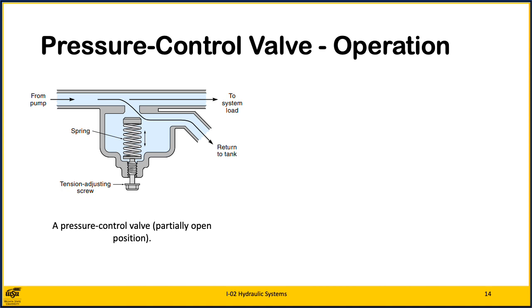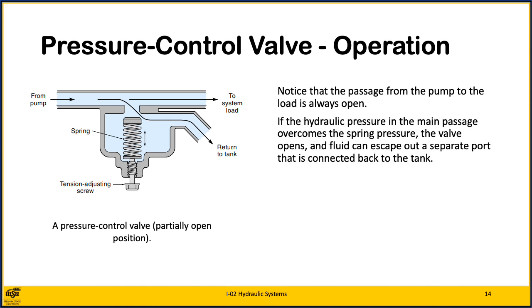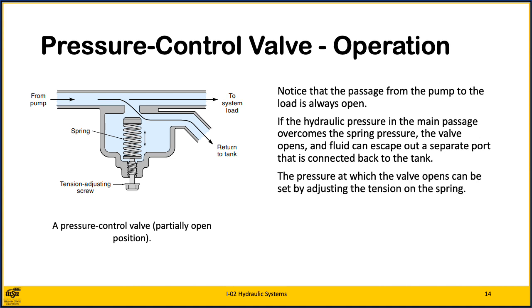This diagram shows the inside of a simple pressure control valve. Notice that the passage from the pump to the load is always open. If the hydraulic pressure in the main passage overcomes the spring pressure, the valve opens and the fluid can escape out of a separate port that is connected back to the tank. The pressure at which the valve opens can be set by adjusting the tension on the spring.